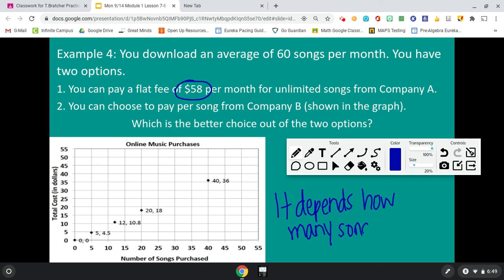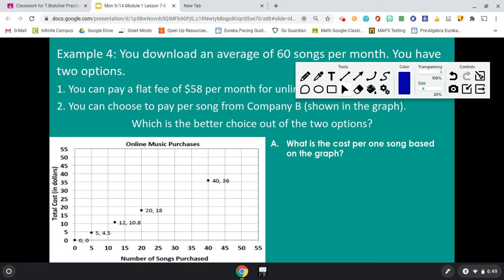If you really like music and you buy a bunch, it probably would be better to go with the flat rate of $58 per month. But if you only buy a few, it might be wiser to choose Company B. And this happens a lot when you have to choose between companies, whether it's internet or phone prices. All of this stuff will matter to you when you start paying for those things.